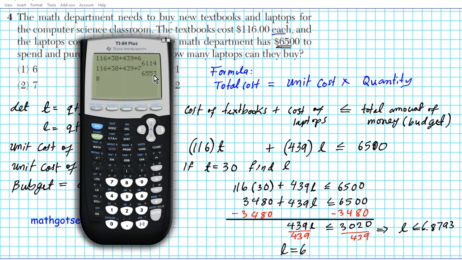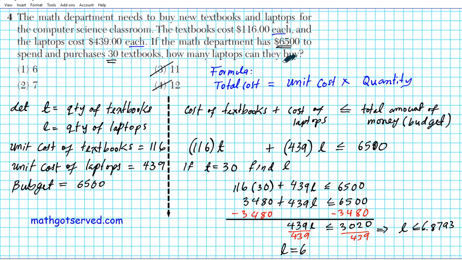Where is that $53 going to come from when you just have $6,500? All right, so remember, anytime you're dealing with problems involving budget, you always round down because the fractional answer means you do not have enough money for the additional unit. So the answer to question number 4 is option number 1.